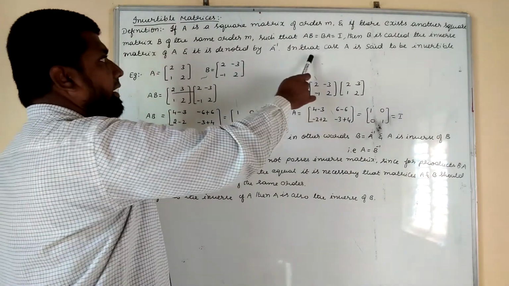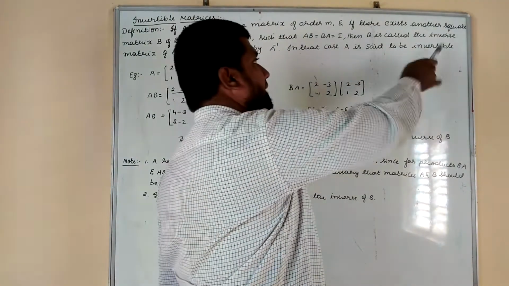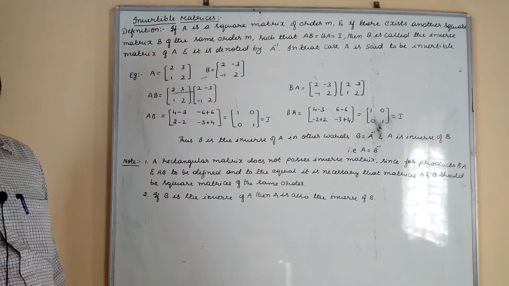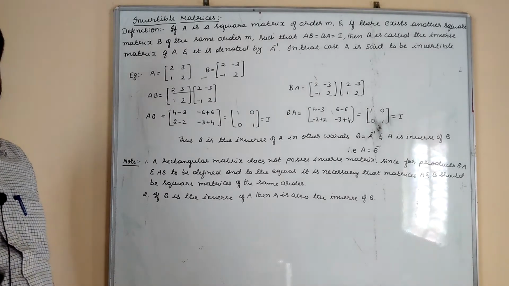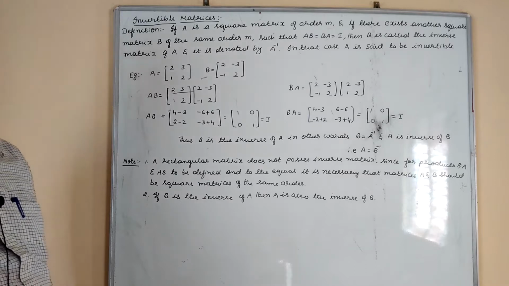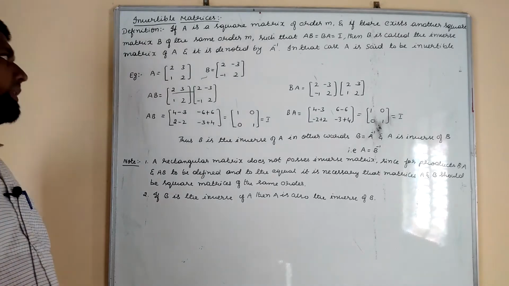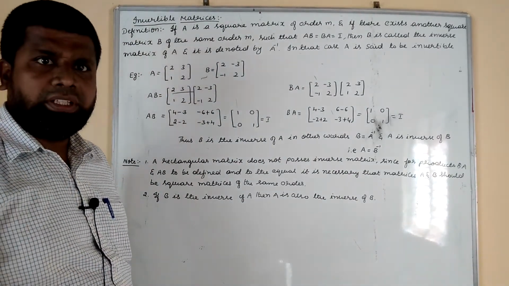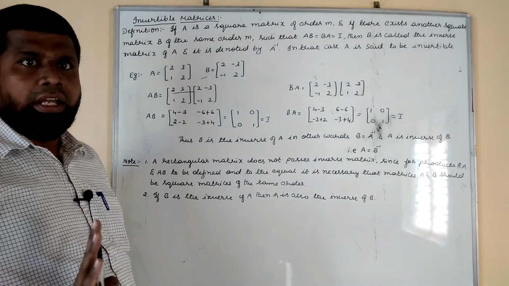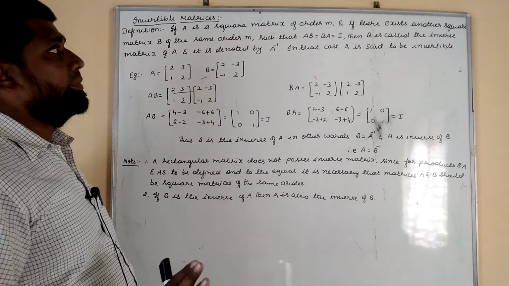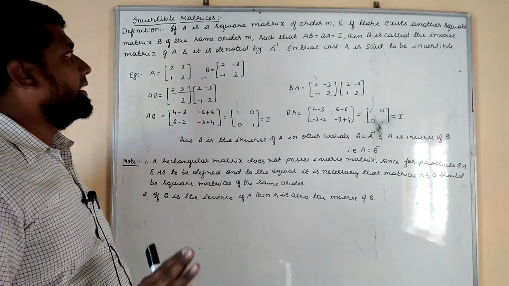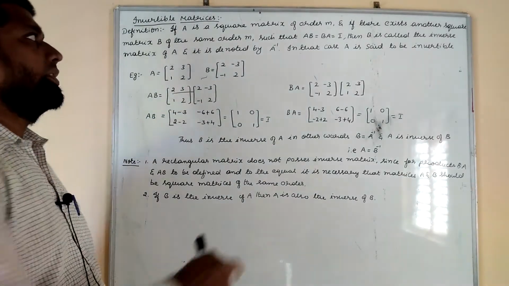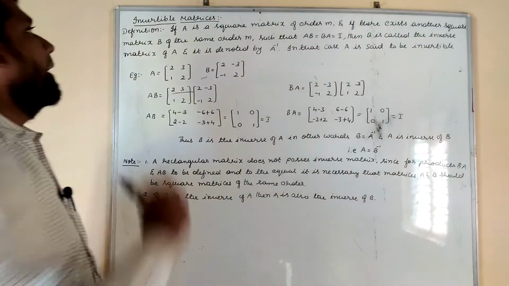In that case, A is said to be invertible. So you have to take two matrices of the same order. If A is a matrix and B is a matrix of order M cross N and M cross N, if you multiply A and B, you get the identity matrix. Again, if you multiply B and A, you get the identity matrix. So then B is called the inverse of A, and it is denoted by A to the power of minus 1. In that case, A is said to be invertible. So then we can say that A is an invertible matrix.